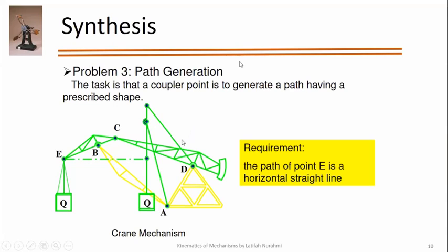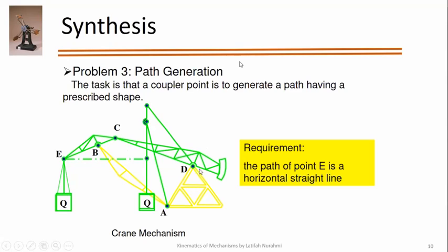Okay, and so this is kind of a mechanism. So here you can see it's hinged at E, B, C, D, A, and these links are also hinged. So what path do you want? So actually the path of point E, this is the point E, is a horizontal straight line that we want.